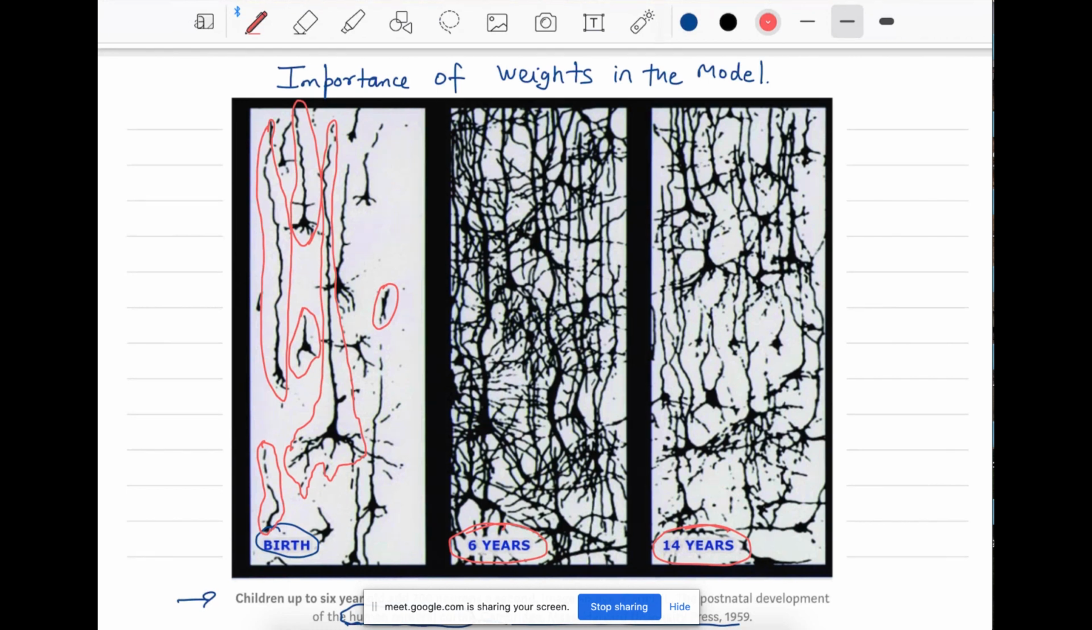But as soon as the child becomes 6 years old, now you can see how all these neurons are getting interconnected with each other, because you can see how complex this structure is.